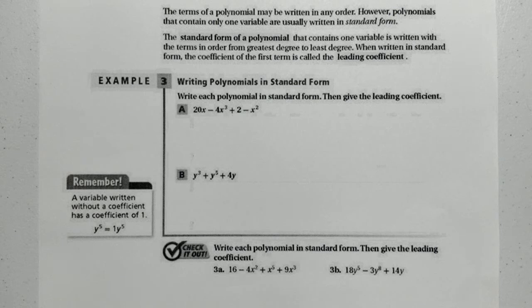The standard form of a polynomial that contains one variable is written with the terms in order from greatest degree, so the highest exponent, to the least degree, the smallest exponent. When written in standard form, the coefficient of the first term is called the leading coefficient. So for example 3, we're going to write each polynomial in standard form, then give the leading coefficient. So we're going to order the variables' exponents from greatest to least. Constants will be the last part.